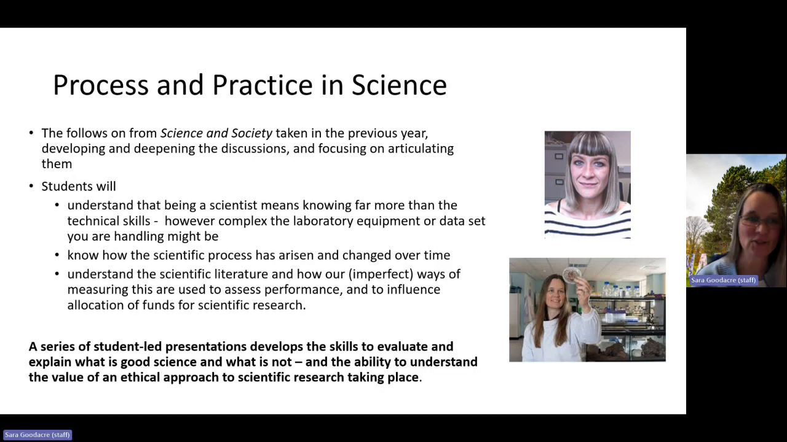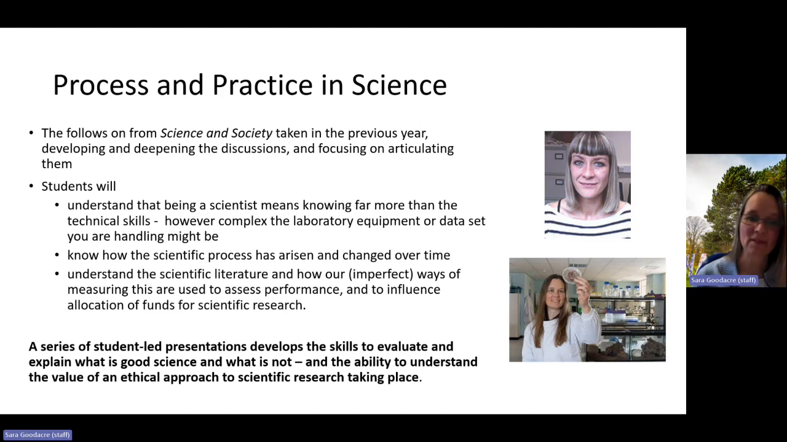What's really fantastic, I think, here at Nottingham is that we're able to couple this course with a fourth-year course led by Sophie Everson, which follows on from the Science and Society start, but develops and deepens the discussions and focuses very much on articulating them to understand that however good your technical skills are at this point, and we hope they really are quite good, and however complicated what you're looking at is, the data set or the equipment, you need to know that being a scientist means more than that. And you need to know what you're doing and why, and understand how we're assessing, in fact, what is excellent, because that will influence the science of the future that is allowed to take place.